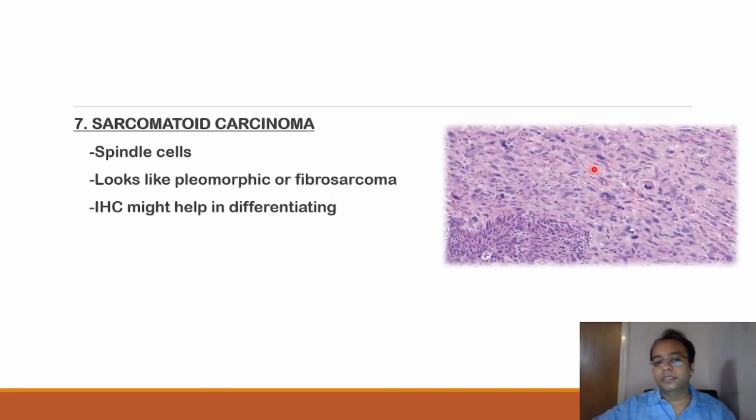See, this is the fibrosarcoma or pleomorphic sarcoma like picture, right? These are the spindle cells. See, these all are the spindle cells, malignant spindle cells, right? Along with malignant histiocytic like features, right? See, this is the pleomorphic sarcoma like picture. Sometimes it can look like fibrosarcoma. So this is the sarcoma like picture, right? No one can say it's an SCC, but here the focus of SCC is present. So in such a confusing case, you can do the IHC. It might help in differentiating. If it is SCC, then it will show positivity for CK5-6.